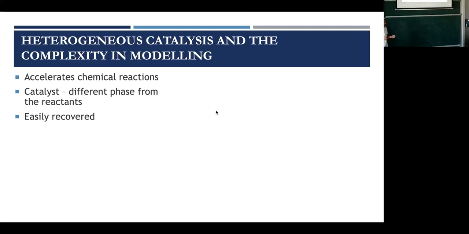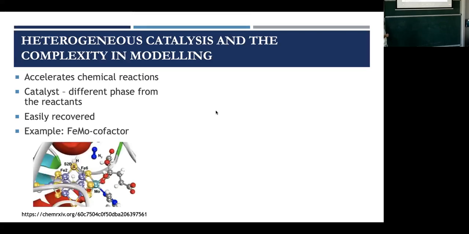But in this case, since the catalyst is in a different phase from the reactants, usually the catalyst in heterogeneous catalysis reactions is in a solid state. So that is why it is heterogeneous catalysis. And the advantage of using heterogeneous catalysis is that it just participates. It helps to accelerate the reaction, but it is not consumed during the reaction, so it can be easily recovered. So that's the idea of heterogeneous catalysis.